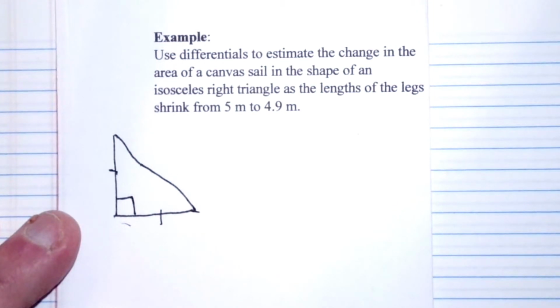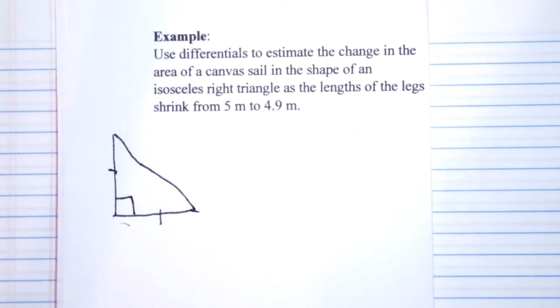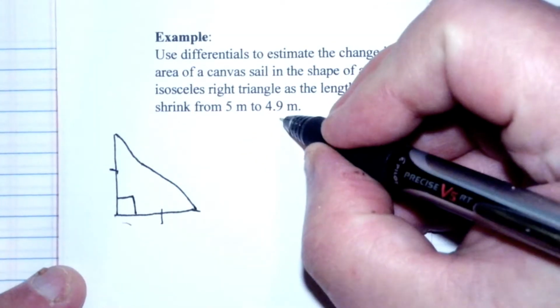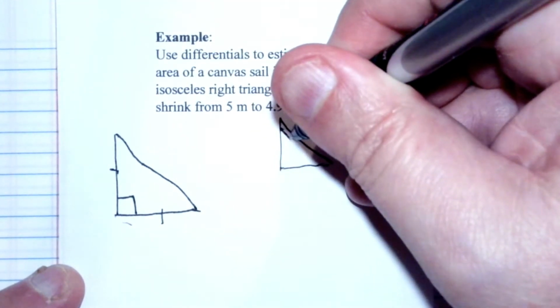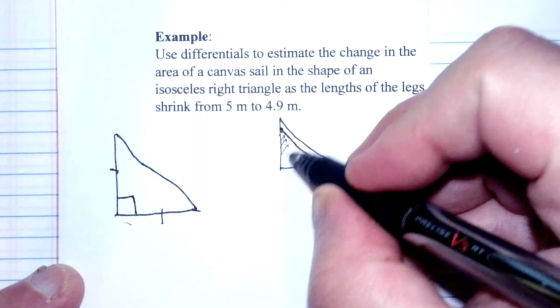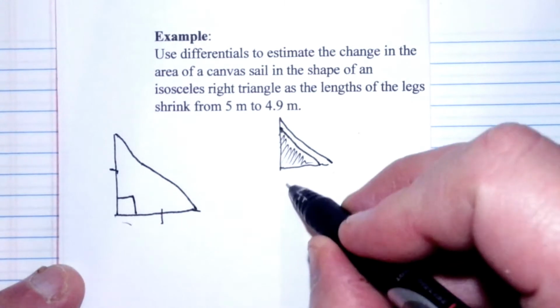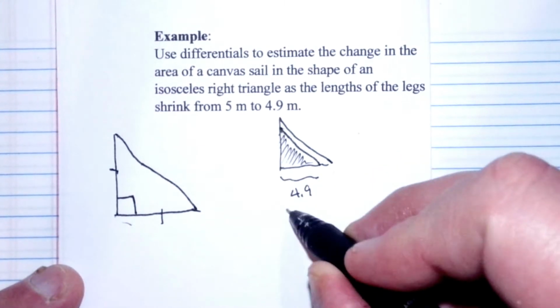And so what's going on is that the canvas sail has been exposed to the elements perhaps, and the sun and the salt and the sea air have all conspired to cause the sail to shrink. But it retains its same shape. So it was originally 5 meters on the side, but then it shrank a little bit. So that's now only measuring 4.9 meters on the side.